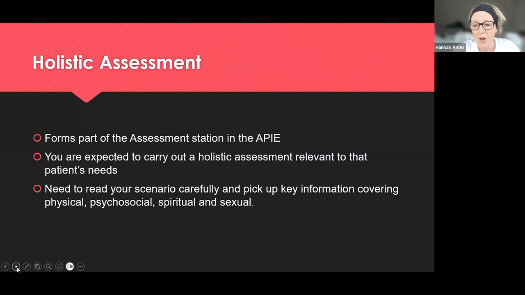Now, you won't have time to do a really in-depth and thorough nursing assessment as we would do in practice, because you've only got 20 minutes for this whole station. And by the time you've done your A to E assessment and documented your NEWS2, you may have maybe 5 to 7 minutes left to do your holistic assessment. So it's not a very long amount of time. You do need to identify in that briefing and scenario background information the really relevant key pieces of information related to that patient, which you're going to follow up with in your holistic assessment.